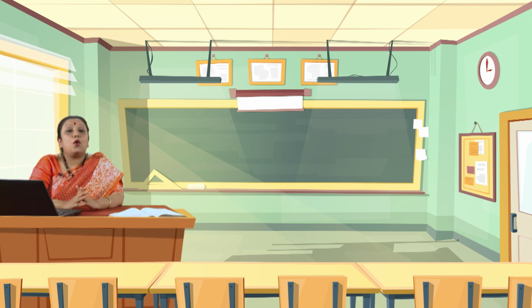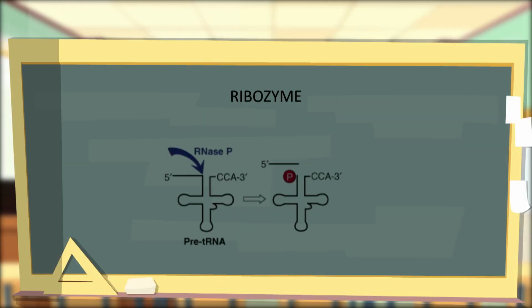Ribozyme. Enzymes are not always protein in nature. There are some enzymes which are RNA in nature, called ribozymes. They are catalytic RNA. An example is RNase P. RNase P is needed for trimming of pre-tRNA to form proper mature tRNA. The ribosome itself is a ribonucleoprotein. The peptidyl transferase action of the ribosome is nothing but ribozyme activity.